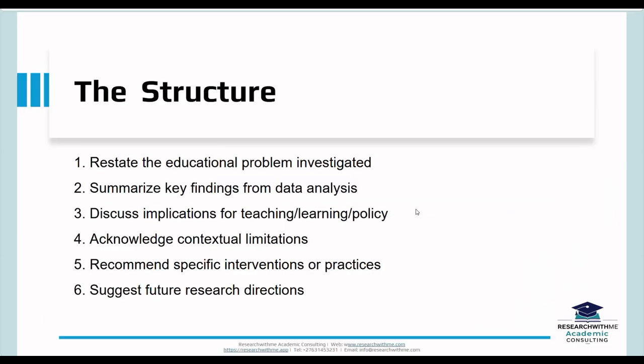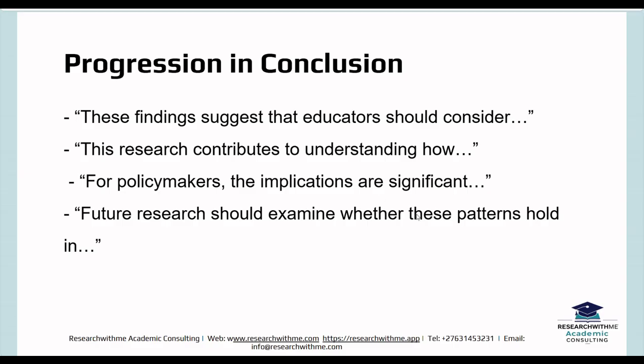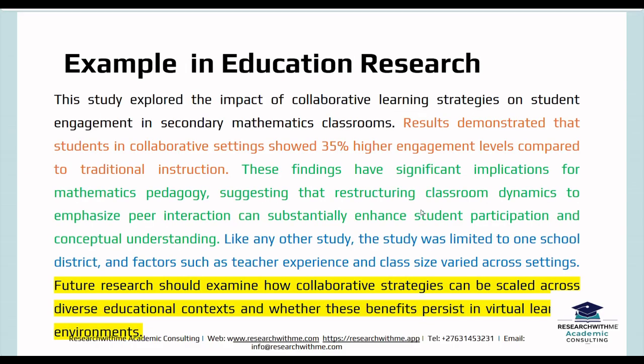So the structure should be that you restate the educational problem that you investigated, summarize the key findings, discuss the implication, acknowledge the contextual limitation, and recommend specific intervention or practice that are needed. And of course, future research direction. This progression is what is expected. So now I'll move a little bit fast so that we can touch on some of the things that we need to do.